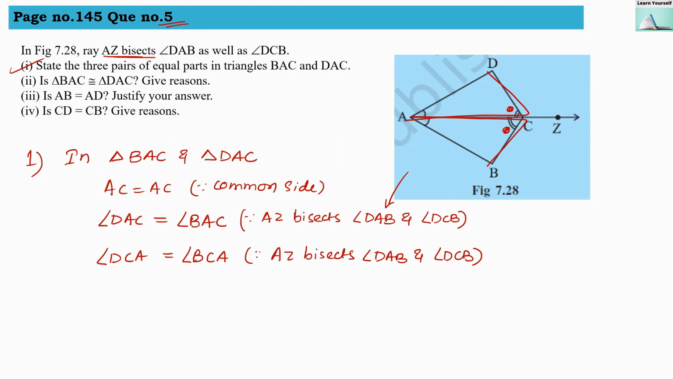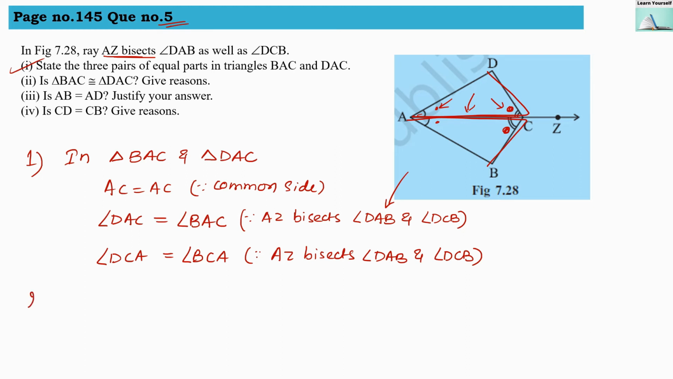So here we have two angles and one side. Now this side is included between these two angles. So angle side angle criteria has been established here. So these two triangles are congruent. And here we have answered the first question, that these three are the equal parts between these two triangles.